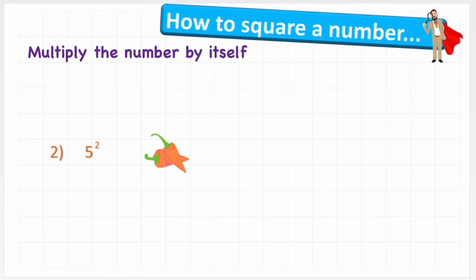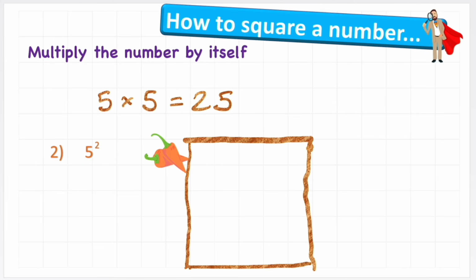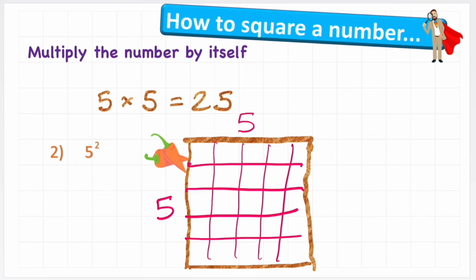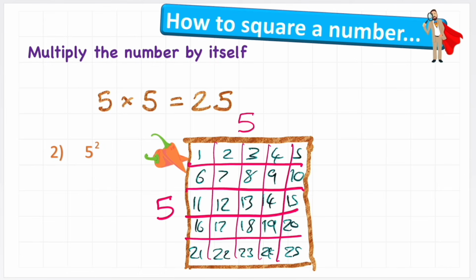So my number sentence should actually read 5 multiplied by 5. And 5 times 5 is 25. Let's prove it again by building my square. 1, 2, 3, 4, 5 in length and 5 in width. And now if I cut this up into the individual squares, I can see that my internal amount of squares equals 25. Proving that 5 times 5 is 25 and that 5 squared is also 25.